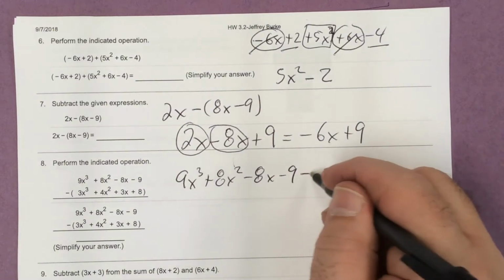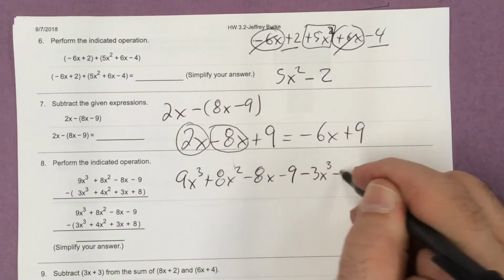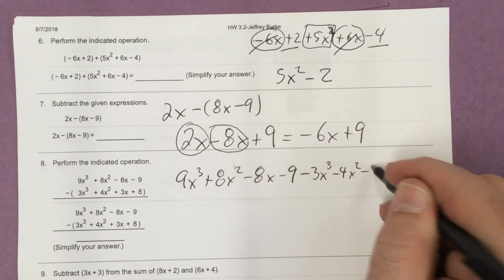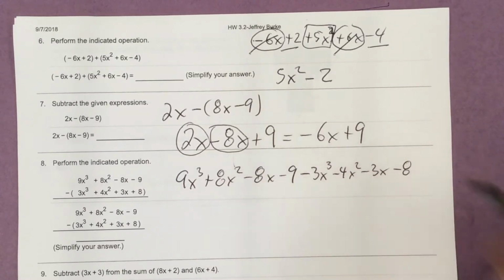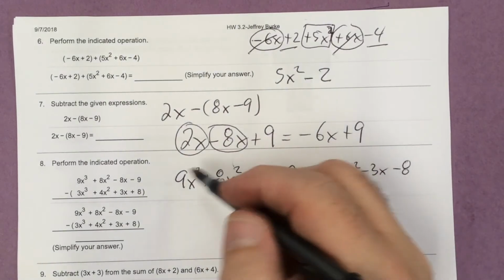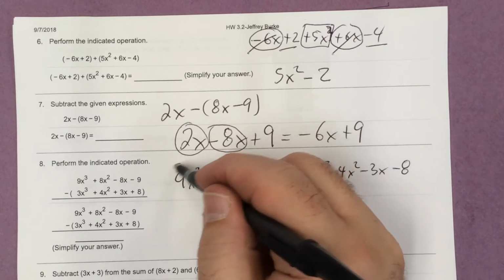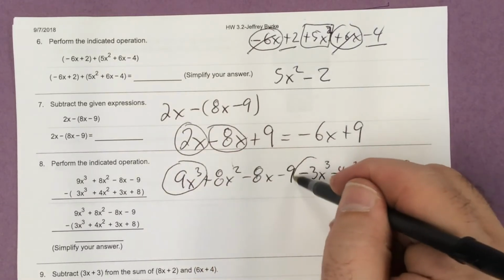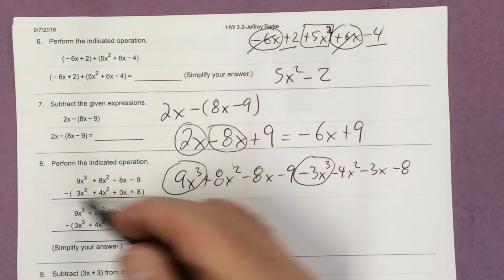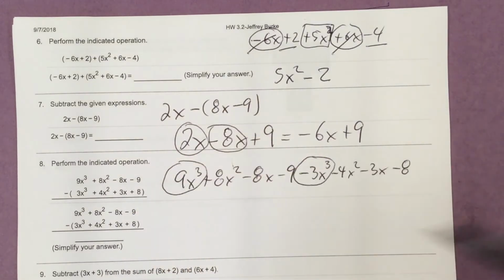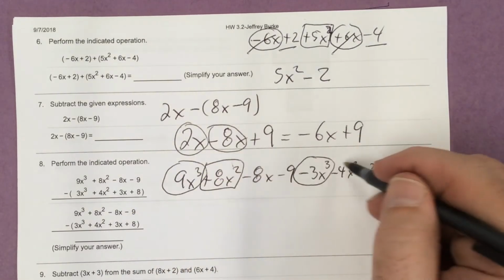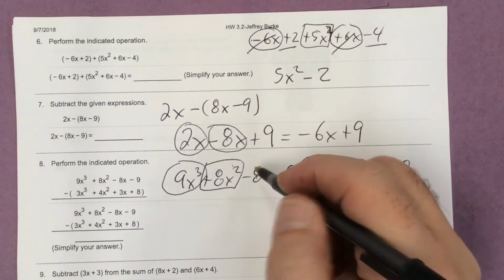So I'm going to write this as negative 3x to the third, negative 4x to the second, negative 3x, negative 8. And from here, notice I'm not writing where I'm trying to put everything underneath itself. You could if you want, and in some ways it may make it a little easier for you to see what combines. But I'm just going to go ahead and combine like terms in the following way, but you can look at this vertically if you want. I'm going to take the 8x squared, combine it with negative 4x squared.